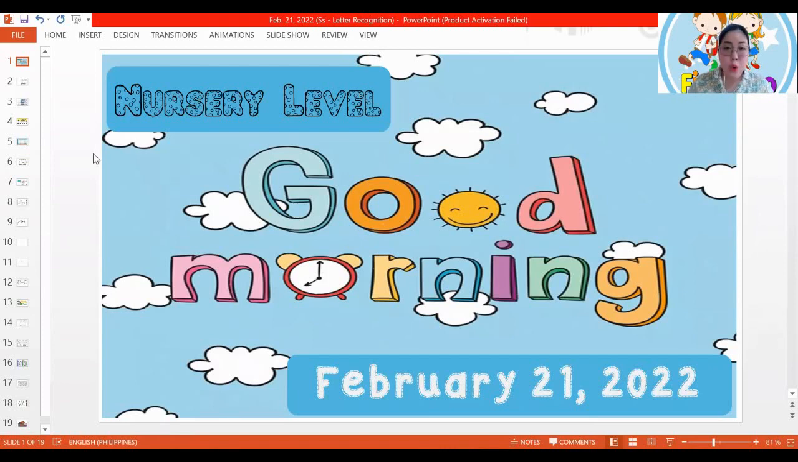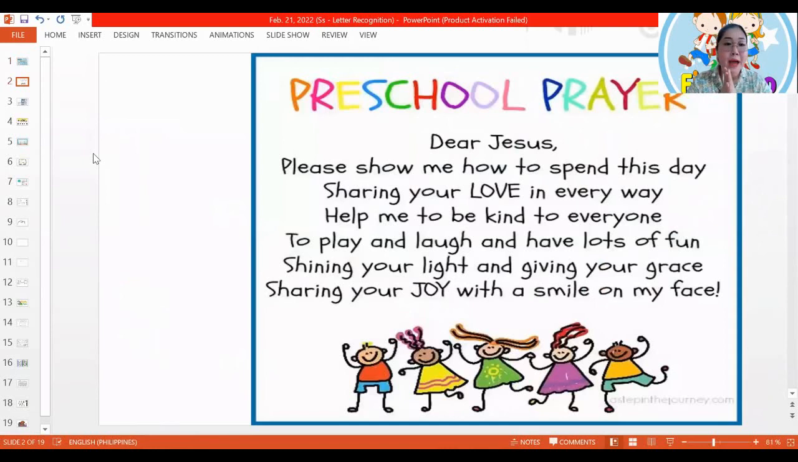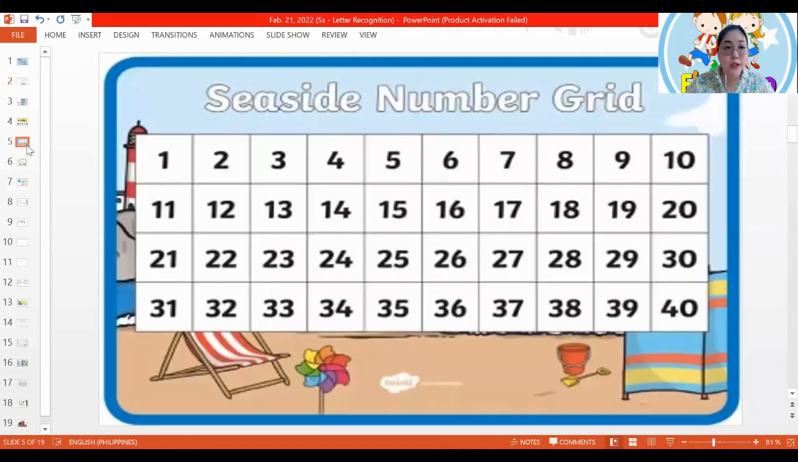Let's start the class with our prayer. My hands are praying, praying, praying. My hands are praying just like this. Dear Jesus, please show me how to spend this day sharing your love in every way. Help me to be kind to everyone, to play and laugh and have lots of fun. Shining your light and giving your grace, sharing your joy with a smile on my face. Amen. Now it's time for us to count from 1 to 40.